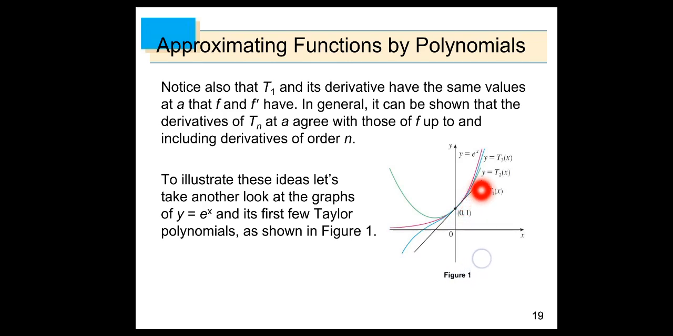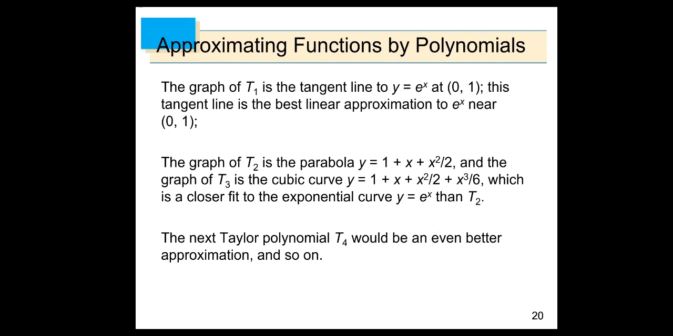But when we go to t2, we see a parabola forming over here, and this parabola has some value, which we can see in the next slide. When we move to t3, it is making a cubic curve, and this cubic curve also has a value. Now let's see what the values of these three are.